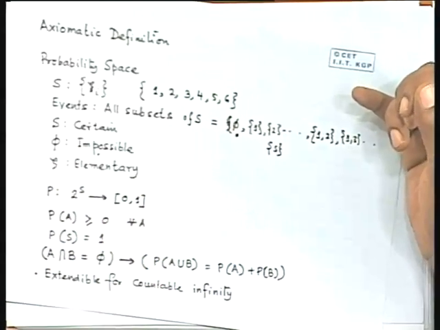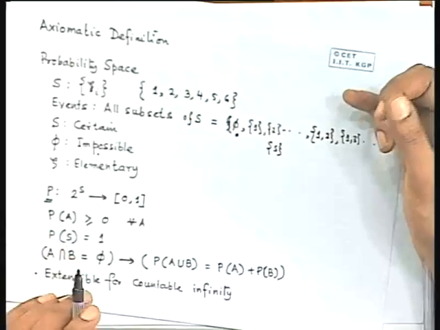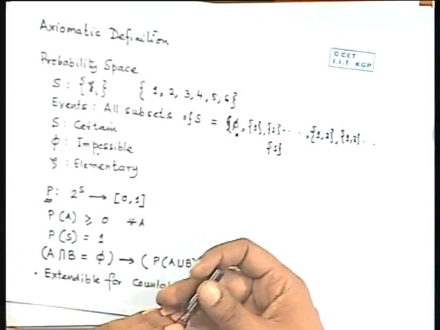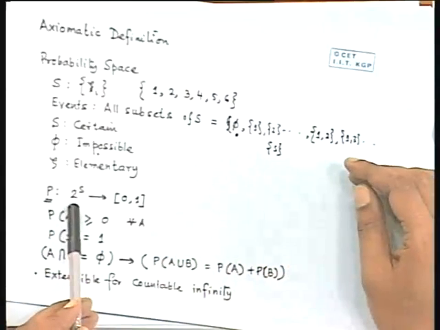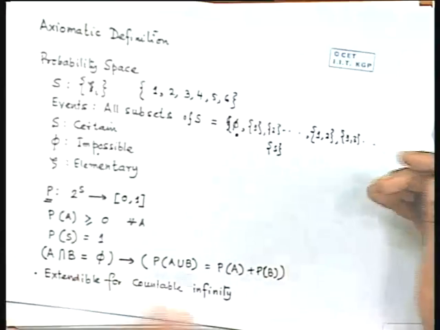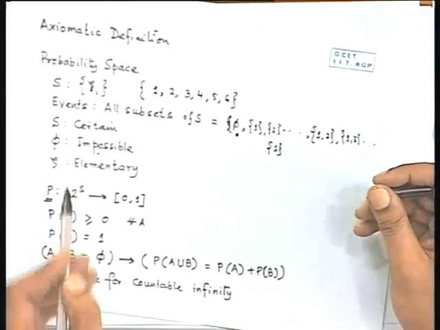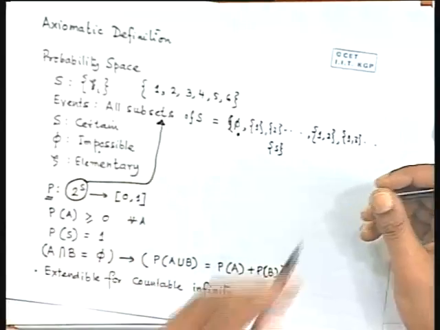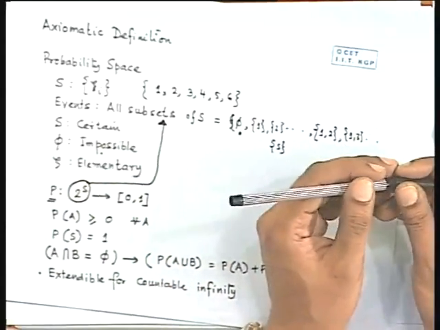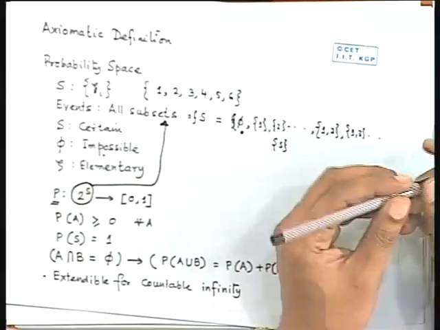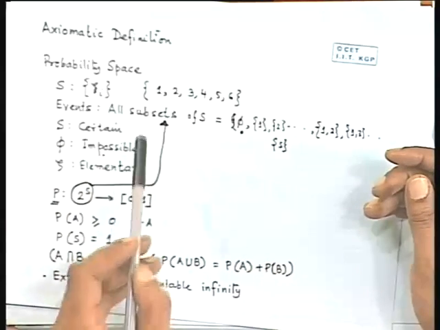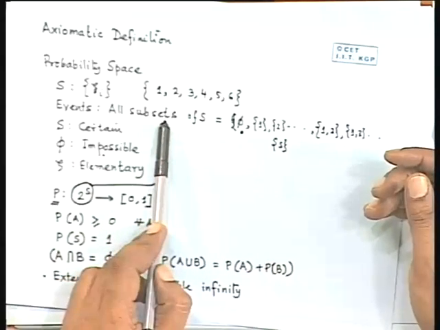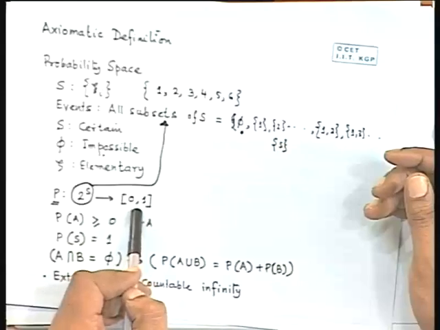Okay. So now, what is the probability? Probability is simply defined as a mapping. It is a mapping from 2 to the power S. 2 to the power S is again a notation. It means nothing but the set of all subsets of S. It is called the power set of S. So it is a mapping from the set of all subsets of S to the interval [0, 1].